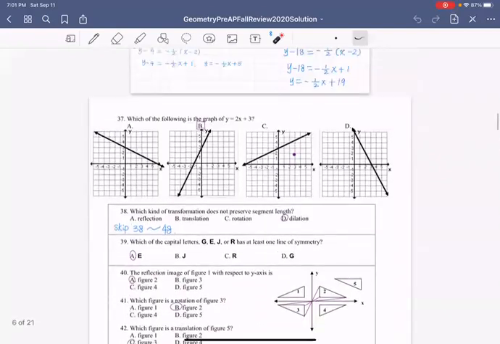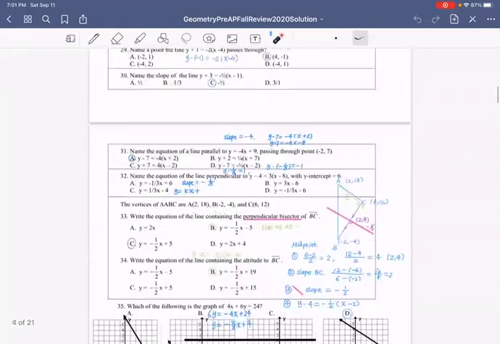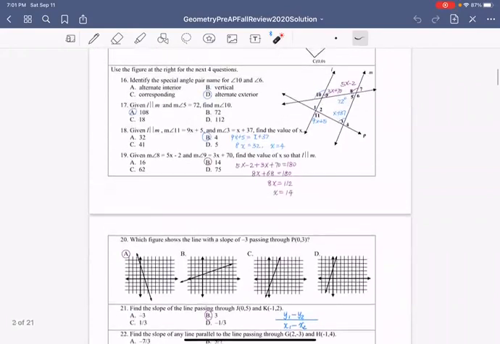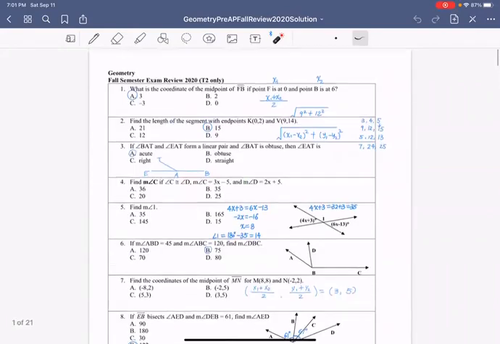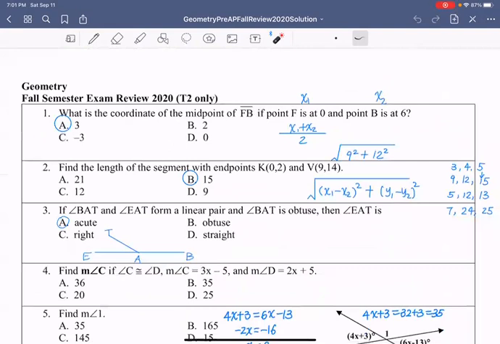Okay, we already finished 14 weeks of geometry part 1. Today we will review everything we have learned so far. Okay, let's start.